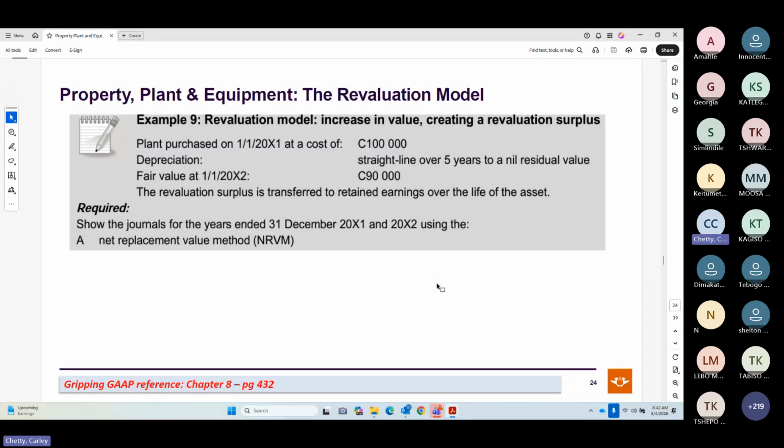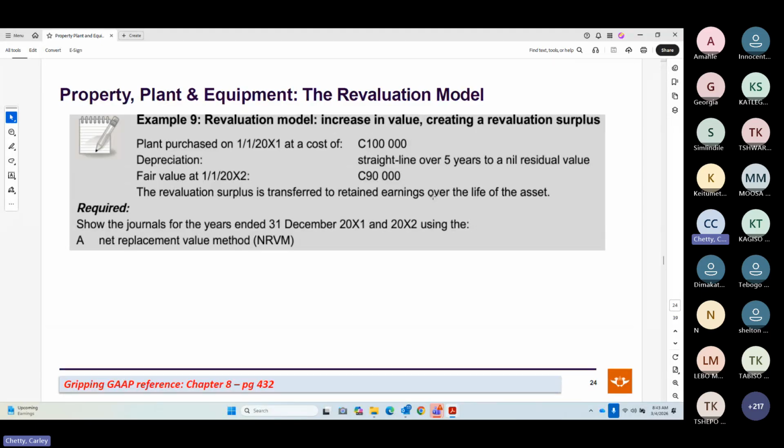We have a revaluation model which shows an increase in value creating a revaluation surplus. So here we have a similar scenario. We have plant purchased on 1 Jan 20X1 at 100,000 and the depreciation is straight line over 5 years to a nil residual value. The fair value is given to us on 1 Jan 20X2, so that is 1 year after purchase, of 90,000. And they tell us the revaluation surplus is transferred to retained earnings over the life of the assets.